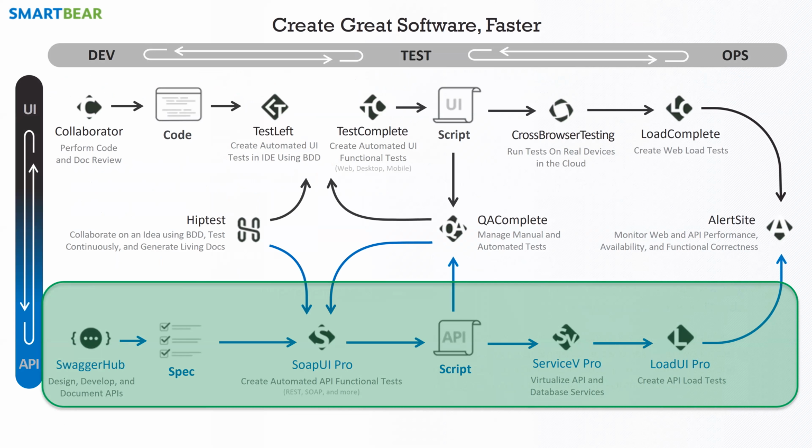Most of what we'll be talking about today is on this lower API side. So we'll be talking about Swagger Hub, our functional testing, our virtualization with ServiceV, and maybe some load testing there. But these are our API side of the house. On the top here, we have some of our UI testing tools like TestLeft, TestComplete, and cross-browser testing.